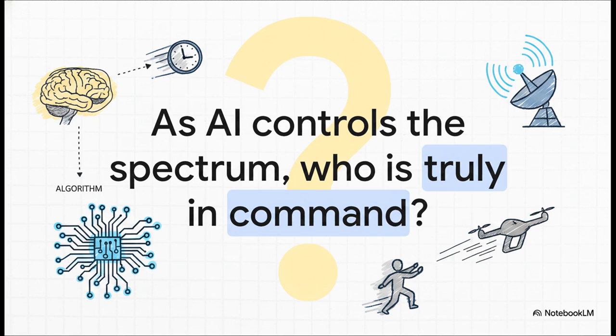And all of this leaves us with one final and pretty critical question for the future. As these AI-driven systems get faster and more autonomous, reacting in microseconds to threats we can't even perceive, who is truly in command anymore? The human or the algorithm?